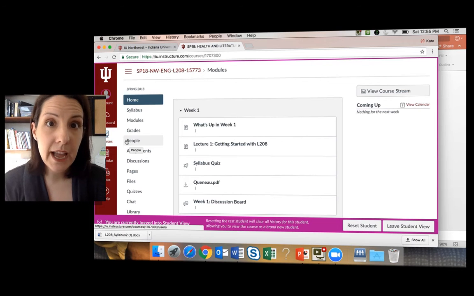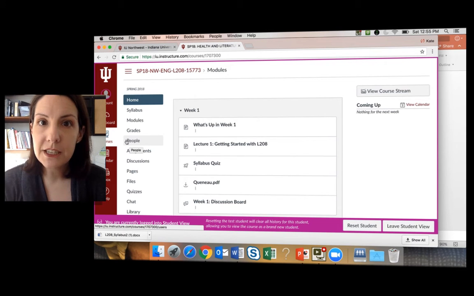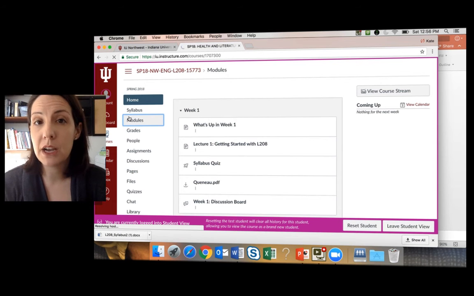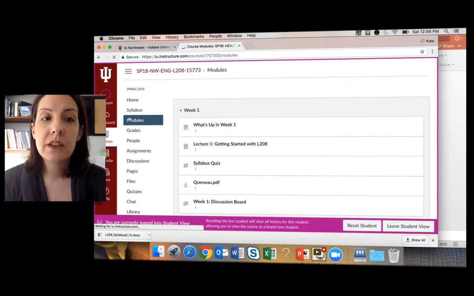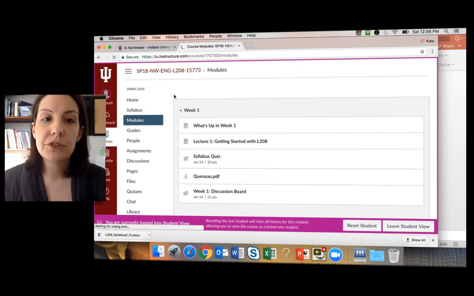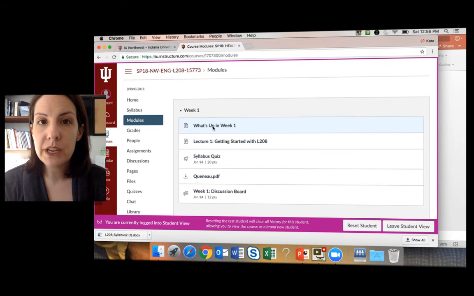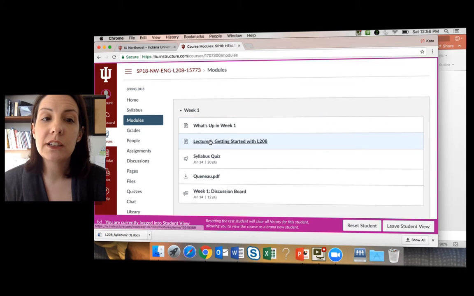As you click on these various tabs, they'll take you to the things that you'll need to get started in this course. Probably one of the most important tabs that you'll be looking at is the Modules tab, although I believe this tab also just pops up on your home page. When you get to the Modules tab, what you'll notice on the right-hand side is a category that says Week 1, and then there's a series of items. The first is What's Up in Week 1, which is going to have our goals for the week and also your tasks. Then you'll also have usually a lecture here.